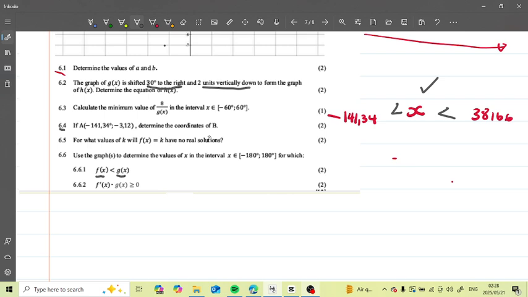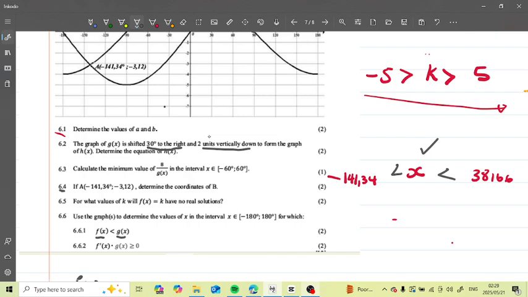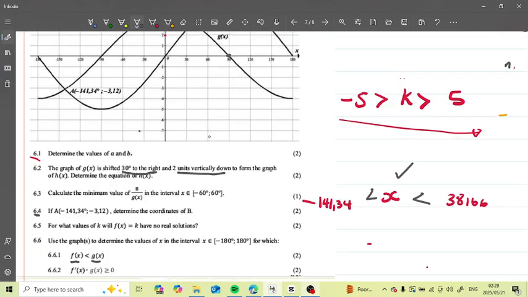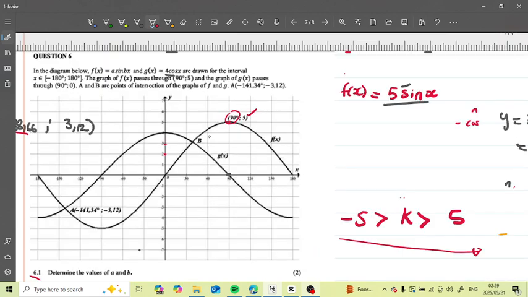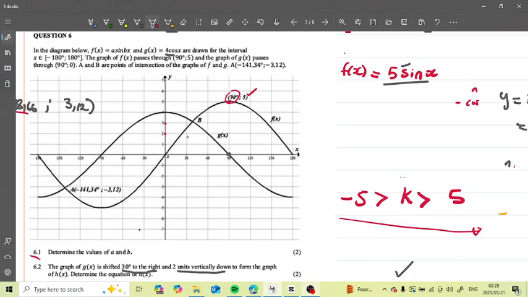Now, for the last question, what is it that they want us to do? They said, use the graphs to determine the values of basically the inverse of your f of x. Now, let me just write down the original functions that I had here. My f of x function was equal to 5 sine x, and my g of x was equal to 4 cos x.